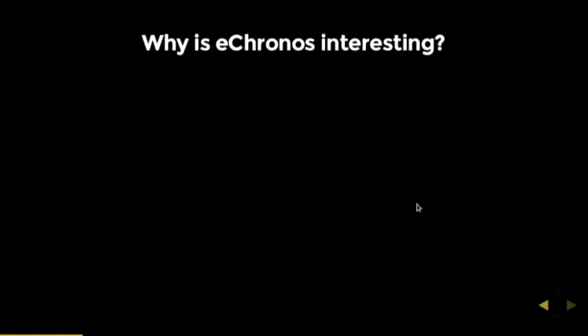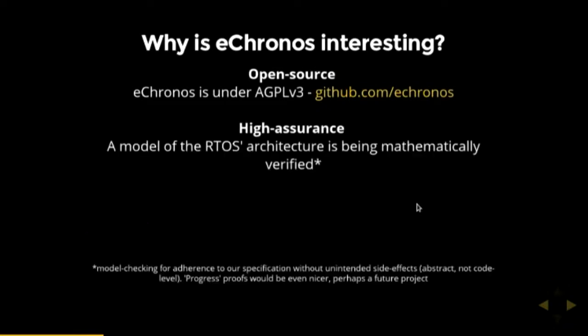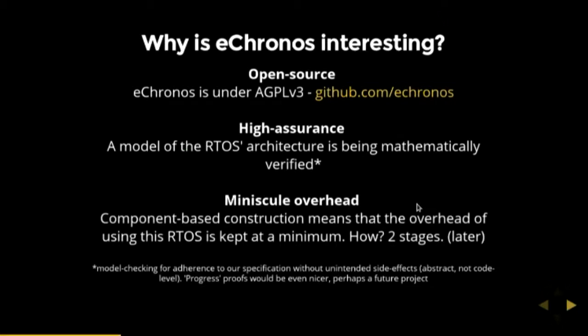All right. So why is eChronos interesting? Well, one, it's open source, of course. That's probably why you're here. Two, it's actually going through a verification process, which is extremely rare for an RTOS, I think. I don't know of any other RTOSs that are going through a verification process. There are one, maybe? I don't know if there are. Two? Okay. They're probably commercial, though. Yeah. All right. And lastly, eChronos is absolutely minuscule. I'm going to talk a bit about how exactly that works later on, but for now, just know that eChronos allows you to minimize the overhead that you get by using an RTOS in your project.